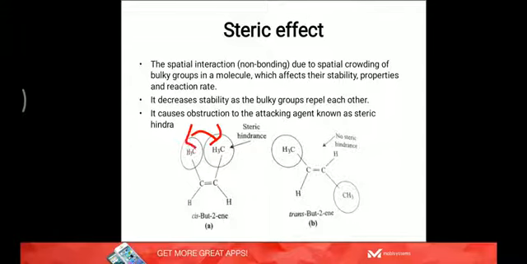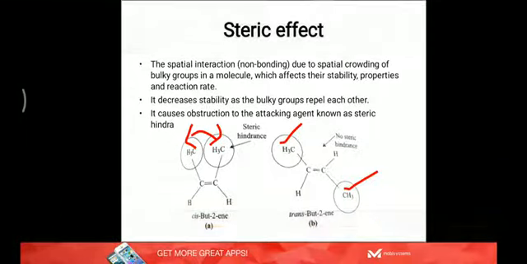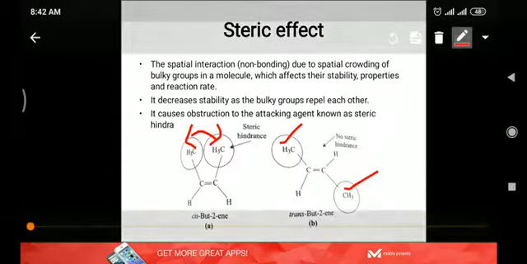Or we can say that the electron clouds of these two groups will overlap and that will create a lot of repulsion. Because of this, cis isomer is less stable, but in trans the two methyl groups are on the opposite side. One is over here and the other is on this side. So there is no steric crowding, steric repulsion in trans. Therefore, trans is more stable than cis.